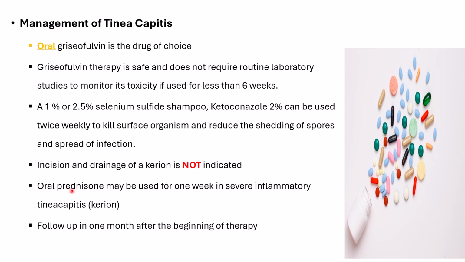Oral prednisone for older children, prednisolone for young kids. It comes in liquid, just for 1 week or a few days in case of severe inflammation or kerion. This will help a lot to reduce the inflammation, and you will see that the pus will disappear. And follow up in 1 month after the beginning of therapy to complete the treatment. Very important to let the patient know that the hair will come back, but it may take time.